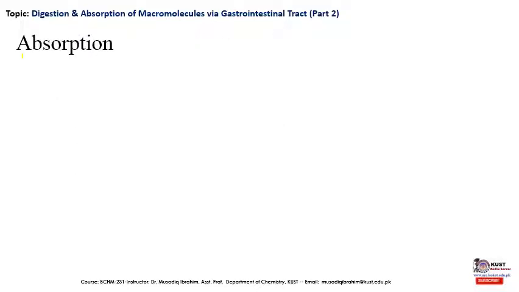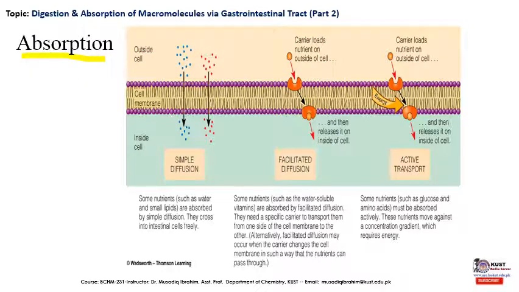Now moving towards the absorption process, which is taking place from the intestine, from the digested food. So in this figure you can see that there are three processes. One is simple diffusion, the other one is facilitated diffusion, and the third one is active transport. So simple diffusion, for example in case of water molecules or some ions, they are being transferred across the cell membrane into the inside of the intestinal cell.